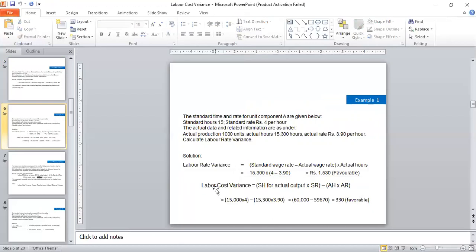If we calculate the labor cost variance, we use the formula: standard hours for actual output into standard rate minus actual hours into actual rate. Standard hours for actual output is 15,000 hours into 4, minus actual hours 15,300 into actual rate 3.90 rupees. After calculating, we get a favorable labor cost variance of rupees 330 favorable.